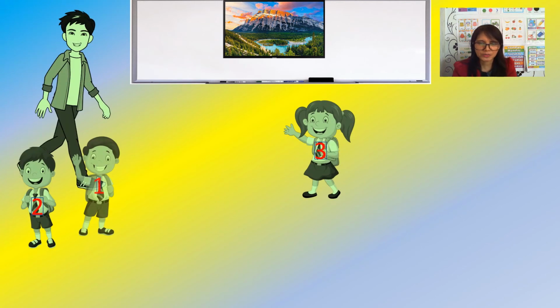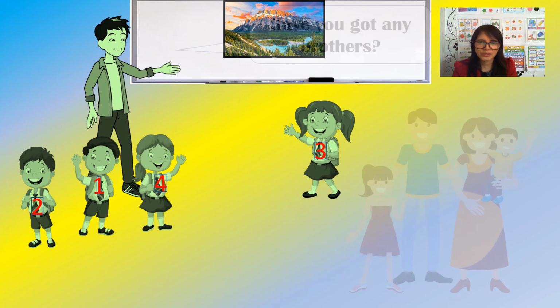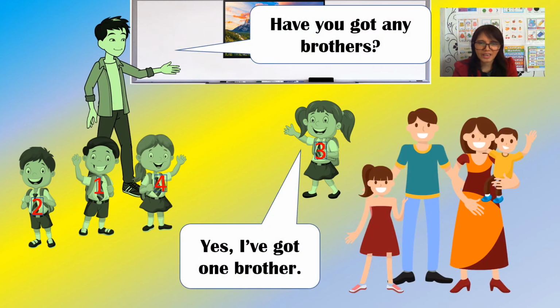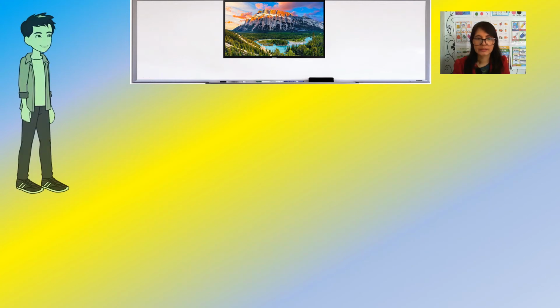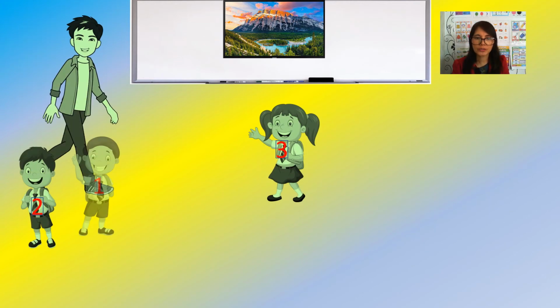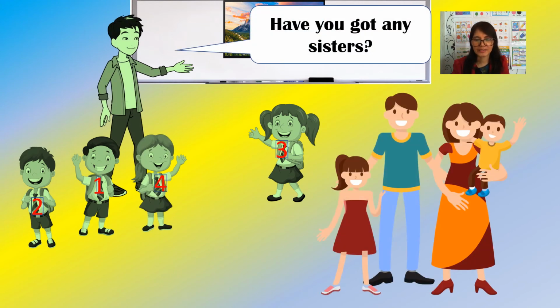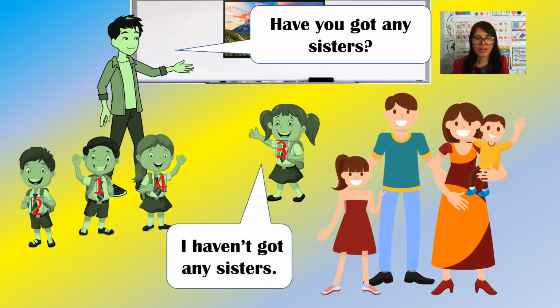Student number three. Have you got any brothers? Yes, I've got one brother. Student number three. Have you got any sisters? I haven't got any sisters. Okay, thank you. Very good.